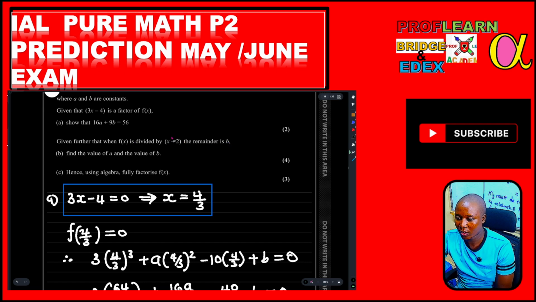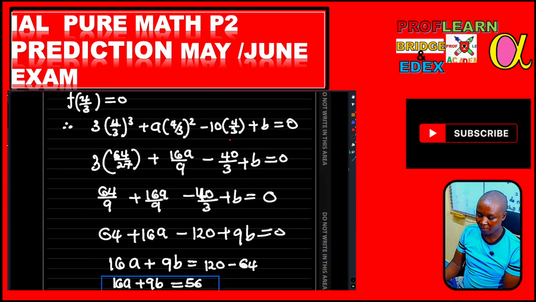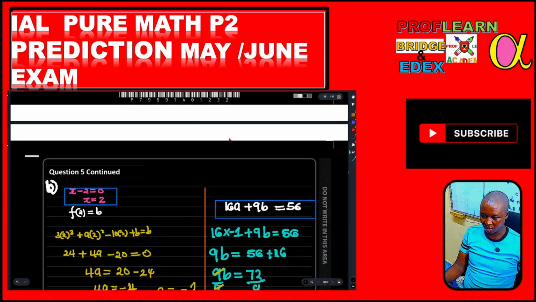So meaning we are going to take this point, equate it to 0, then substitute x equals 2 into the function, and we shall have b as the remainder. So basically that's what we are going to do.